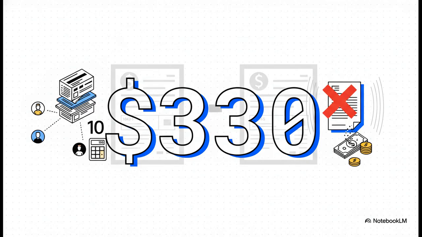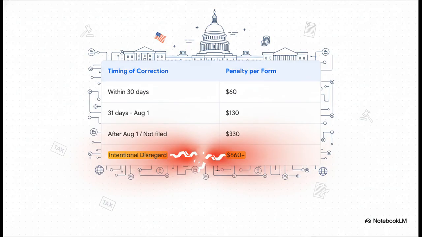Think about it. If you incorrectly filed for just 10 foreign contractors, that's thousands of dollars in penalties, all for a simple paperwork error. This table really lays it all out. You can see how the penalties just climb and climb depending on how long you take to fix things. But look at that last line, intentional disregard. That's where the risk goes from bad to potentially catastrophic.